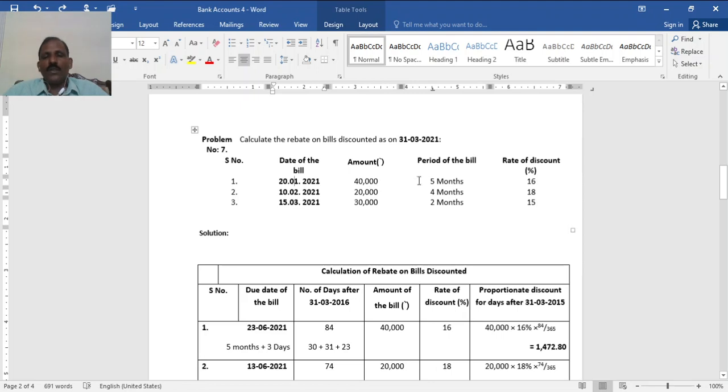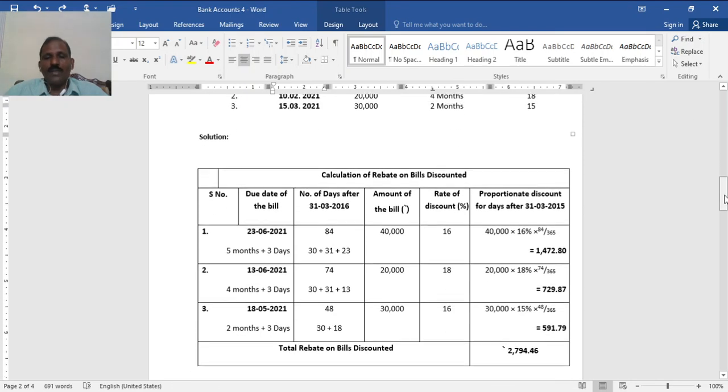Amount 40,000, 5 months period. See, from January 20th, 5 months means February, March, April, May, June. June 20th will be the due date. Unlike the previous problem, you have to find the due date. Here the duration or period of the bill is given. In the previous problem, the due date itself is given. So you have to add one more step. Then the table is the same.